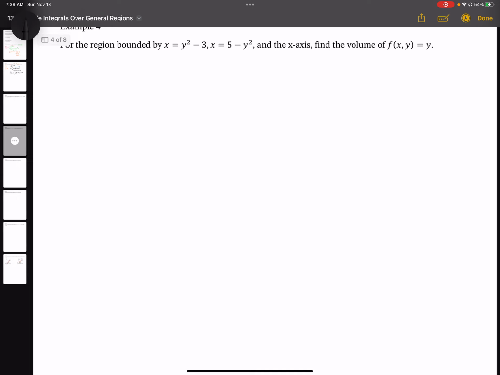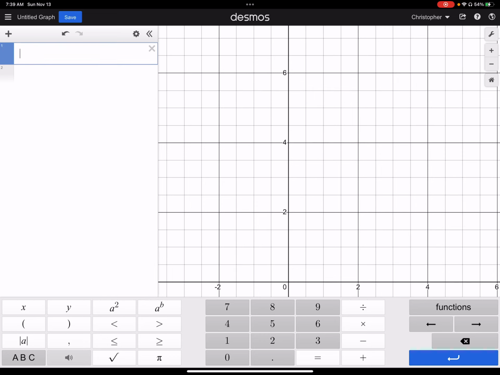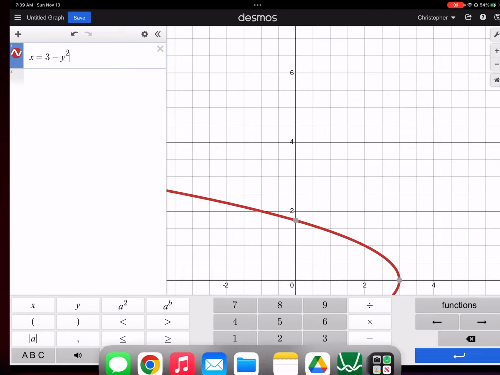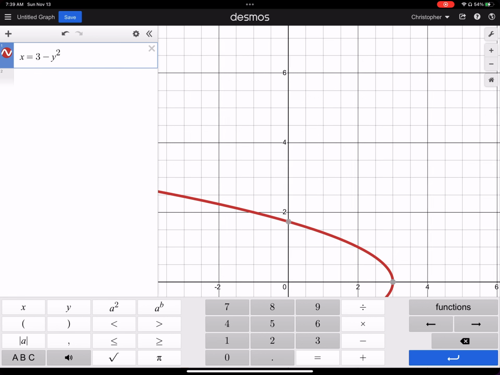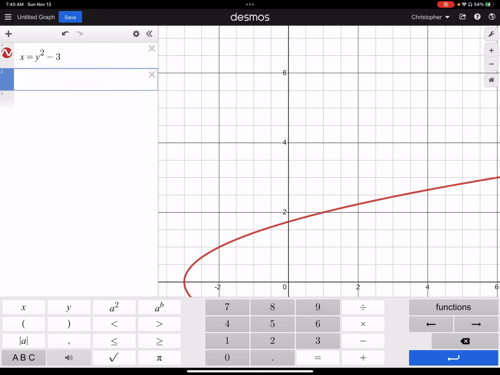Let's do this one. So we have the function x equals y squared minus 3, and x equals 5 minus y squared. Again, we could graph this by hand, but let's throw this into Desmos as well. So x equals y squared minus 3. And the other one was x equals 5 minus y squared.